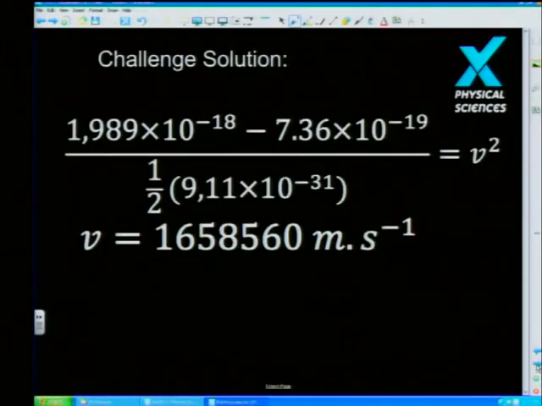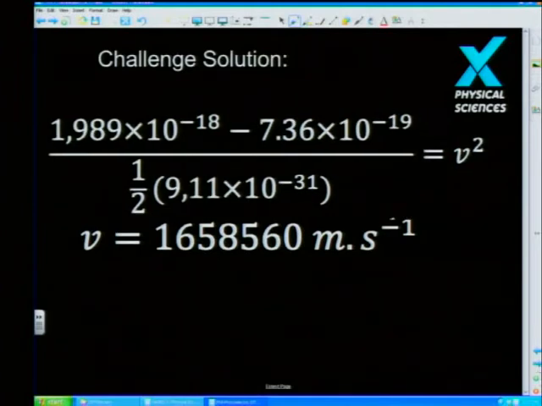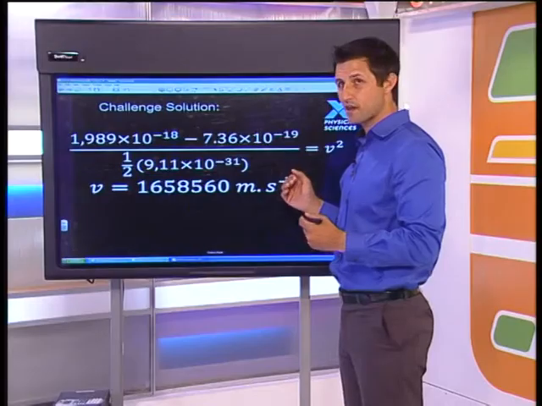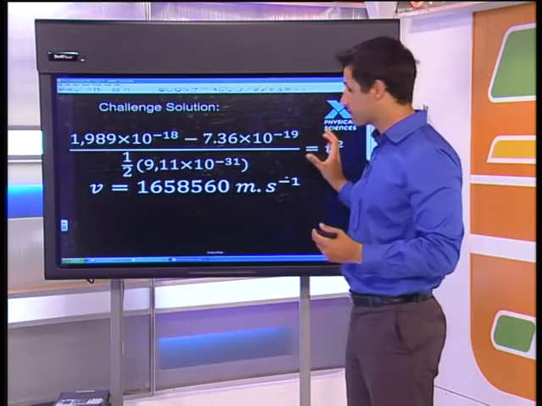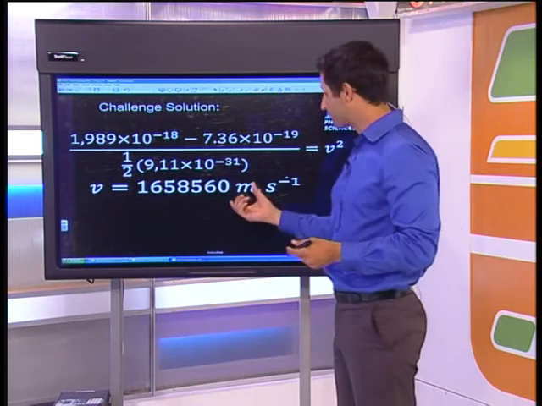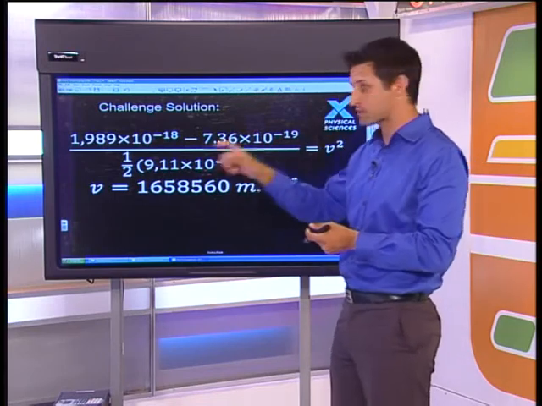All right, so I've blown it up nice and big. What I've shown you is that I've got my fully worked out answer on the left, minus my work function, over half times my mass of my electron. And that was equal to V squared. So that was my manipulation. I found V squared on its own. The only thing which I've got left to do is actually to find V. And I've got to find V by square rooting the whole lot.